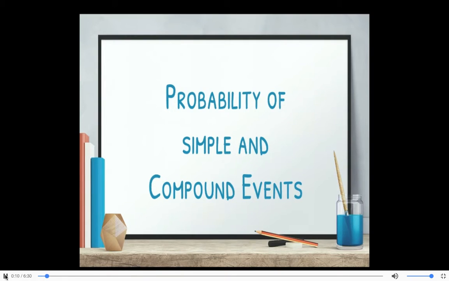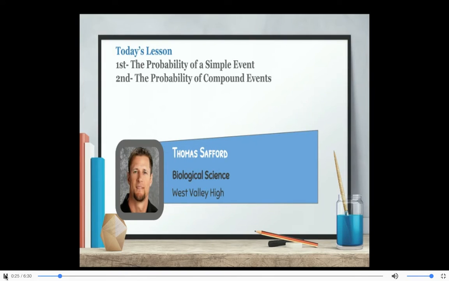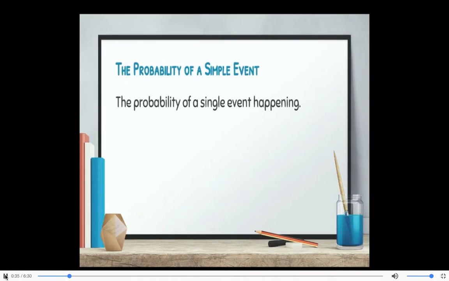Simple and compound events are two different types of probabilities, and they're calculated in slightly different fashions. In this lesson, we'll look at some real-world examples of how these two forms of probability are calculated. Again, today's lesson: first, probability of a simple event. Second, probability of compound events, brought to you by Thomas Safford.